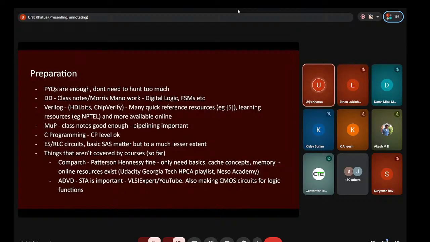Most of these things have good online resources, and I've mentioned some of those here. One more thing: since you haven't done ADVD yet, STA is a pretty important concept from ADVD. This website, VLSI Expert, is pretty good, and you can also find resources on YouTube. One more thing, I don't know if DD covered this already, but you should be able to make CMOS circuits for digital logic.